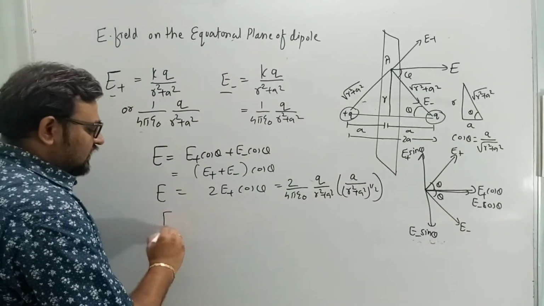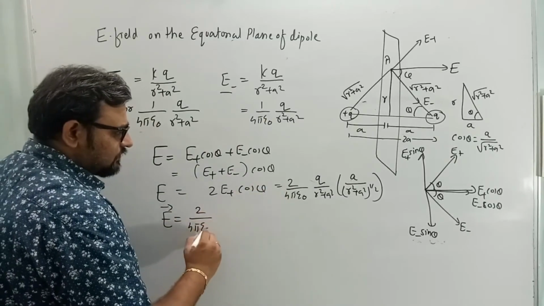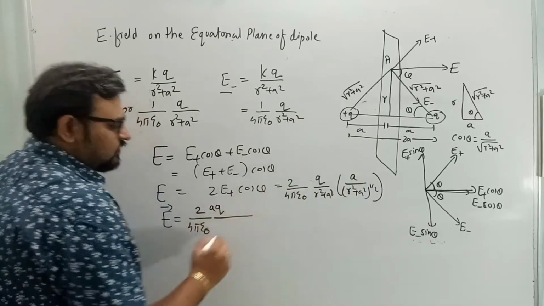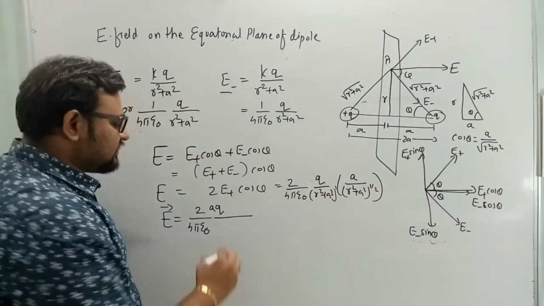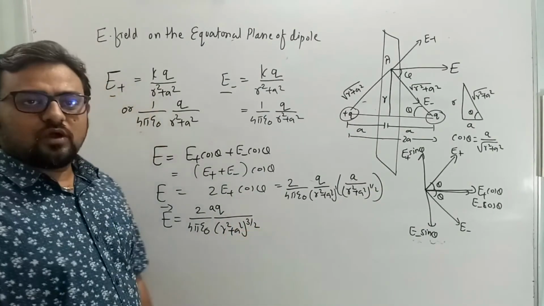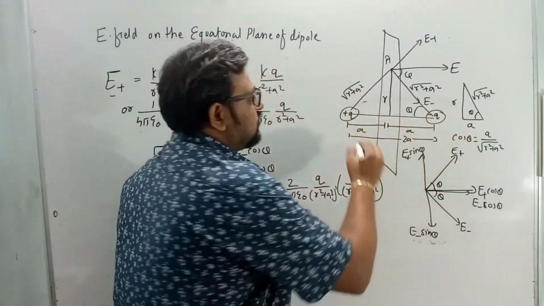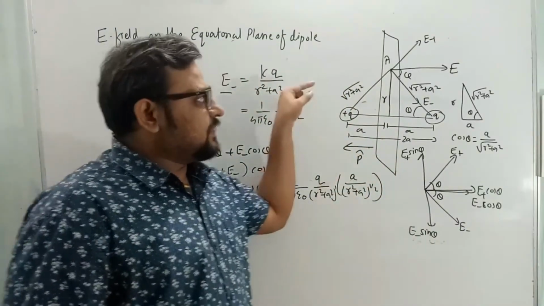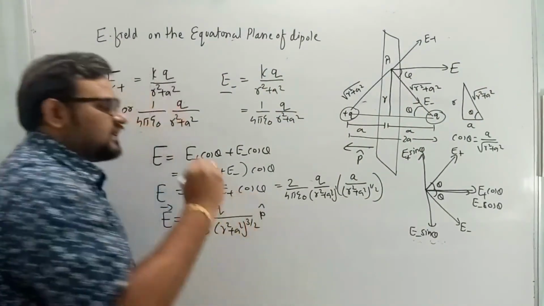If I take vector form, then it will be 2 by 4 pi epsilon 0 q a, and here a cube upon, this is power 1 and this is 1 by 2. 1 plus 1 by 2 will be 3 by 2. So r square plus a square raised to 3 by 2. But what is the direction? What is the direction of this dipole? From negative to positive, this is the direction of the dipole moment. This direction is opposite to the dipole moment, so I will write minus p.